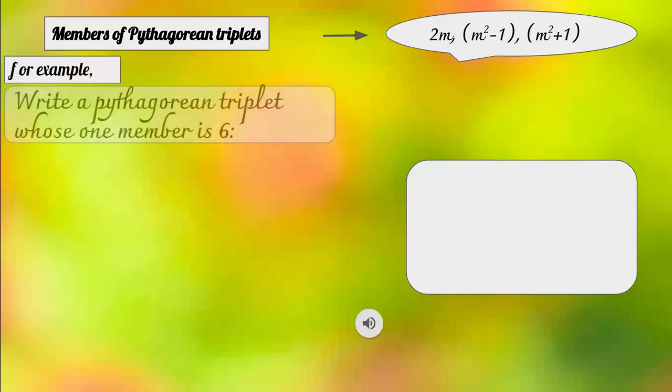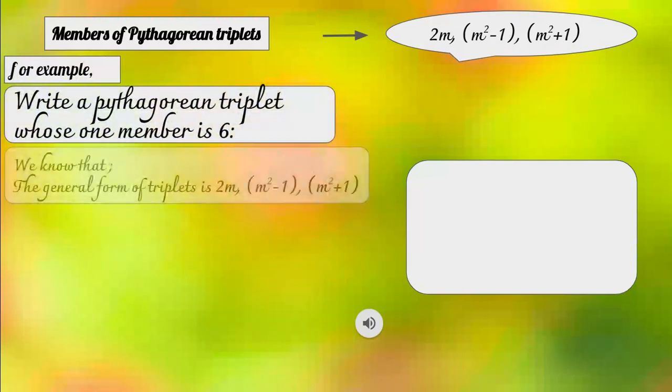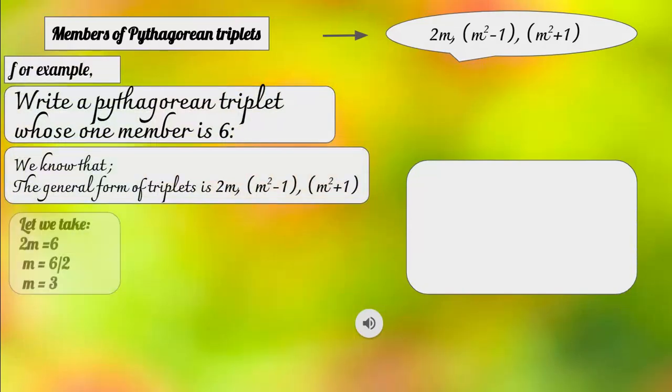Write a Pythagorean triplet whose one member is 6. One member is already given there, isn't it? 6. So we have to find the other two members. For that, we can use the general form. What is the general form? 2m, m square minus 1 and m square plus 1. From this, we can find the value of m first. So let me take 2m is equal to 6. So m is equal to 6 upon 2, which is 3. So we got the value of m as 3.